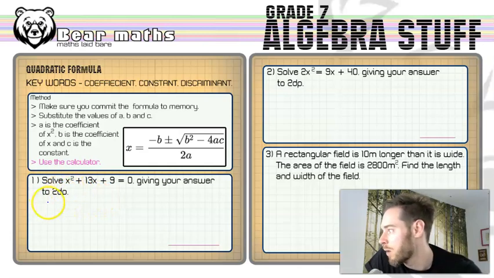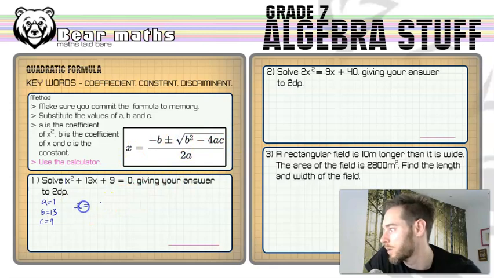So a is 1. I'll write down these values. A is equal to 1 because that's the 1 in front of the x squared there. 13, or positive 13, is what b is. And then positive 9 is what c is. So everything's positive, so there's nothing too dangerous here. We substitute those into this formula that I've got in the box there. You've got to memorize the formula, like I said.